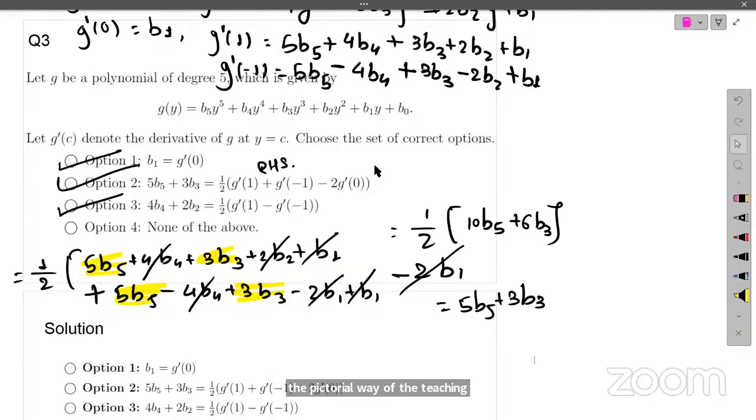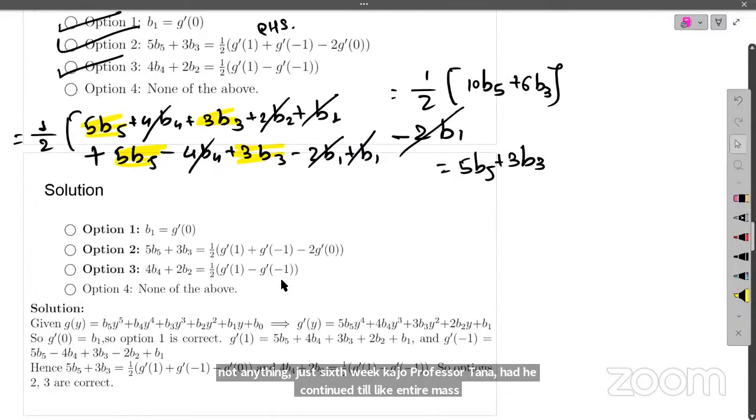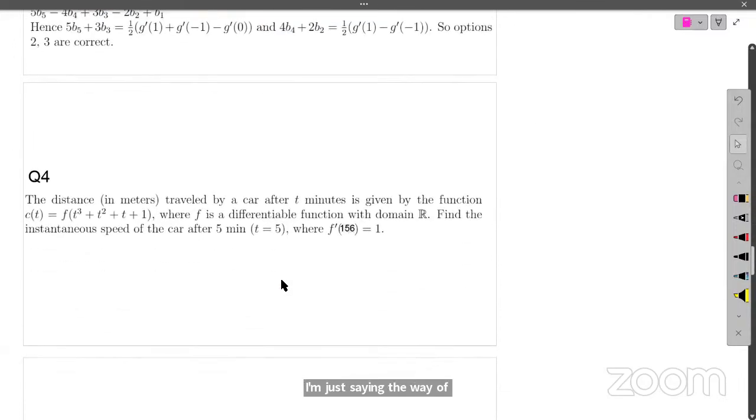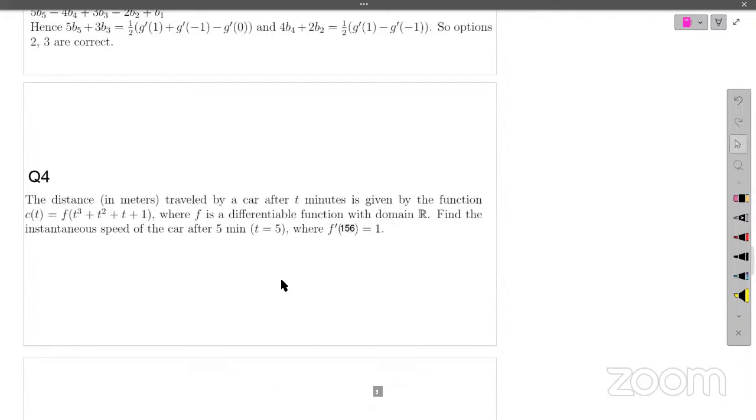If nothing else, had the sixth week's professor continued through the entire maths course, that itself would have helped. I'm just saying the way of pedagogy, the way of teaching, is different for all people. Because mostly the commerce students and other non-maths background students are facing this problem. Ma'am, commerce and arts students will surely face it.